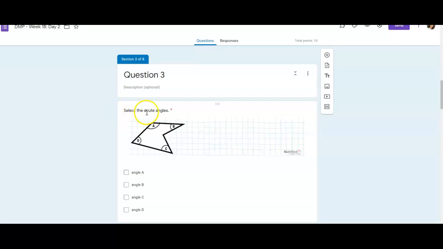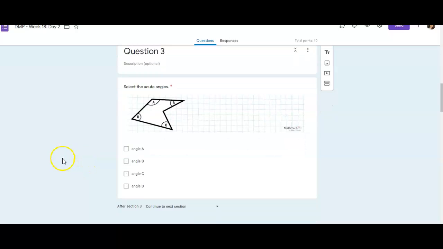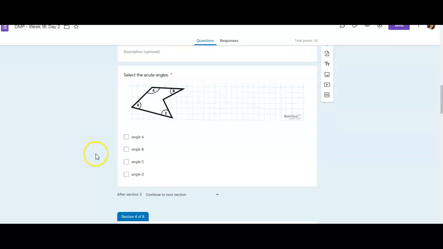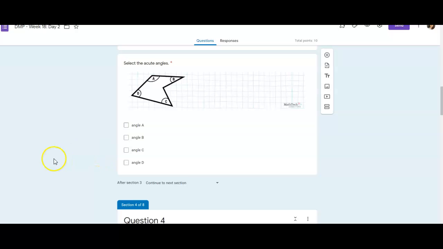Question 3, select the acute angles, the skinny ones. So there are 2 acute angles in this. Oh, wait, no. That feels wrong. There's 3 acute angles in this shape. I had to look a little closer. I was like, wait, Miss Hatfield, 90 degrees is a right angle. Less than 90 degrees is acute.